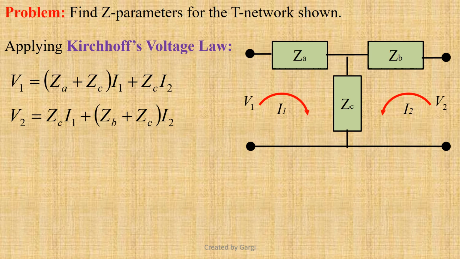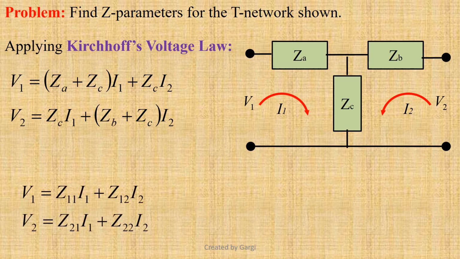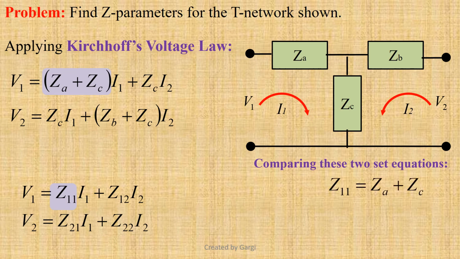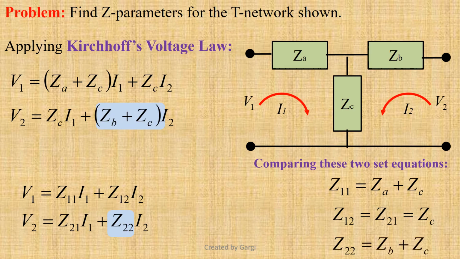The linear equations we use to describe a two-port network using Z parameters are V1 equals Z11 I1 plus Z12 I2 and V2 equals Z21 I1 plus Z22 I2. Comparing these two sets of equations, we get Z11 equals ZA plus ZC, Z12 equals Z21 equals ZC, and Z22 equals ZB plus ZC.